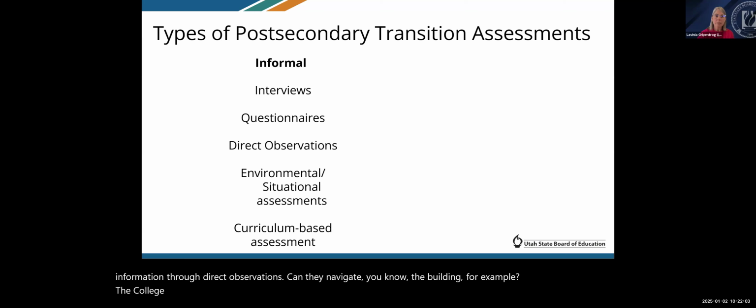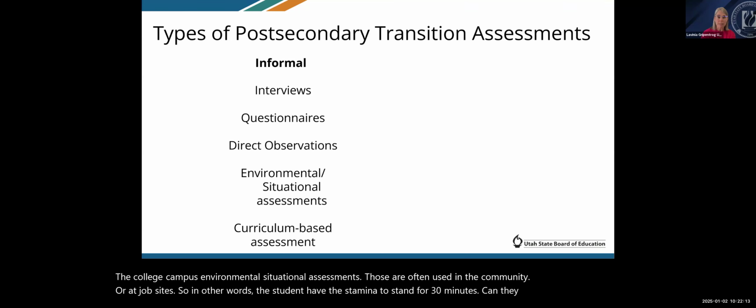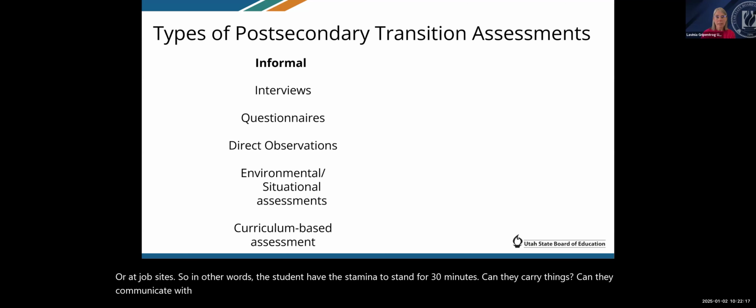Environmental situational assessments, those are often used in the community or at job sites. So in other words, does a student have the stamina to stand for 30 minutes? Can they carry things? Can they communicate with coworkers, right? Can they put on their uniform when they get to work? Like those are kind of those situational assessments, we call them.